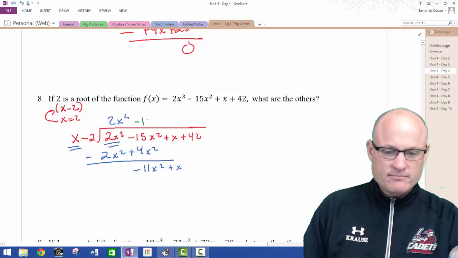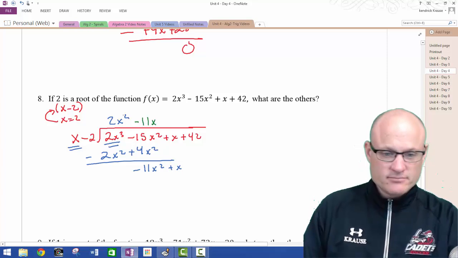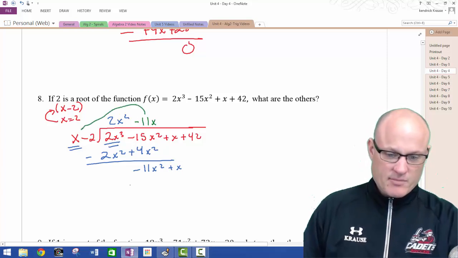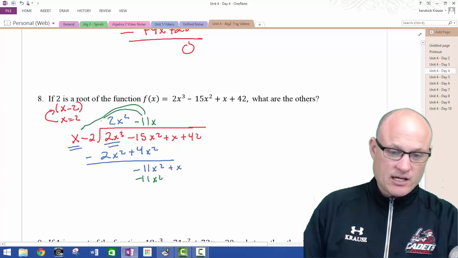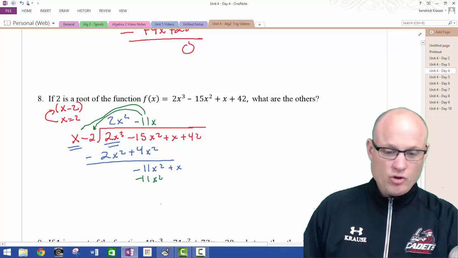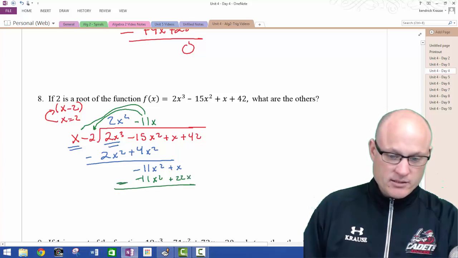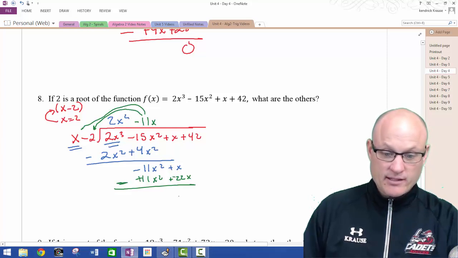That's right. Minus 11x times x is minus 11x squared. Minus 11x times negative 2 is plus 22x. We're going to subtract. That means this is add. That means this is subtract. That means negative 21x. Bring down the 42.